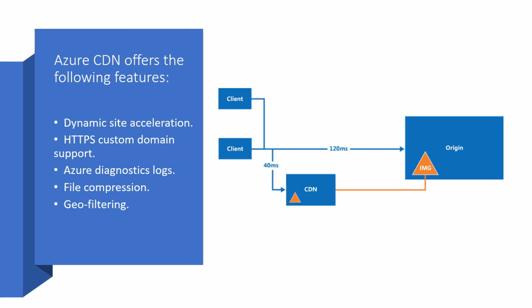Another offering from CDN is file compression, to increase performance by reducing the number of bytes in transit. The last one is geo-filtering, where you create a rule on your CDN endpoint that uses specific paths to allow or block content in selected countries.